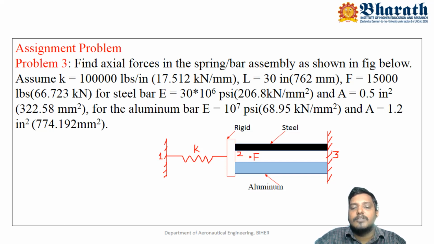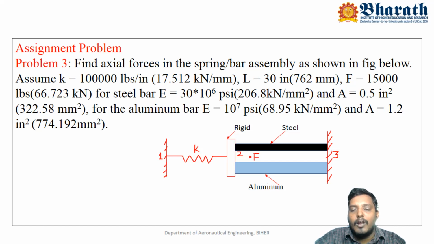In the same way we have to assemble, and we will get the global stiffness matrix. After that, we have to apply the essential boundary conditions. What are the essential boundary conditions here? Node 1 is fixed, therefore U1 is 0. Node 3 is also fixed, so U3 is 0. We only have to find the U2 value.